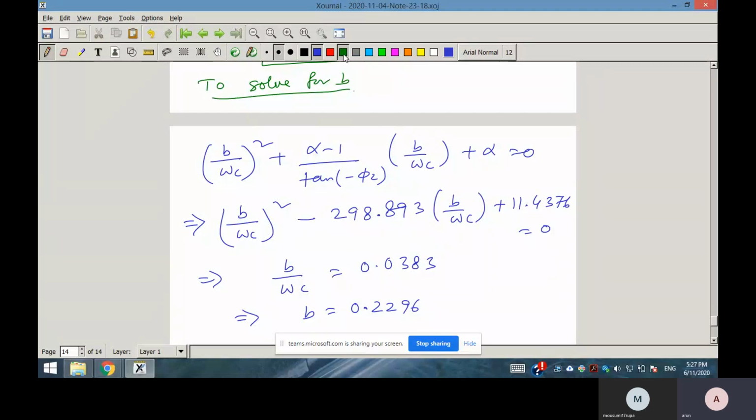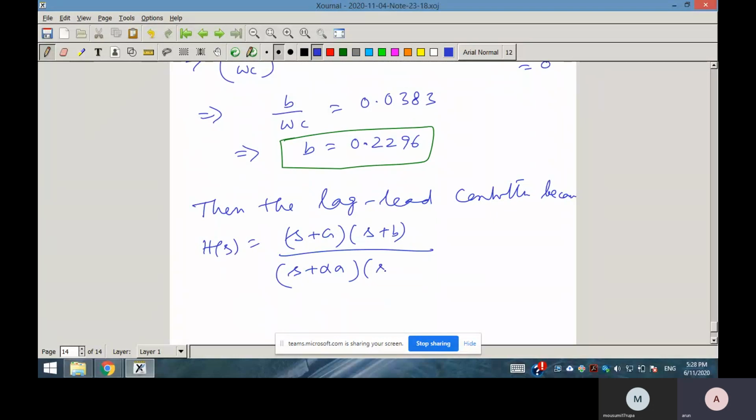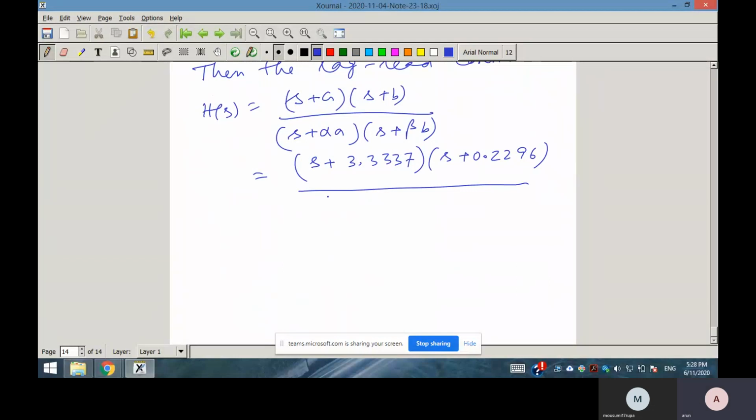Okay, so this is your B. And then ultimately the lag lead controller becomes H(s) equal to (s + a)(s + b) divided by (s + alpha a)(s + beta b). So this will be equal to (s + 3.3337)(s + 0.2296) divided by (s + alpha a), which will be 38 point, please check all these calculations, into (s + 0.0201).